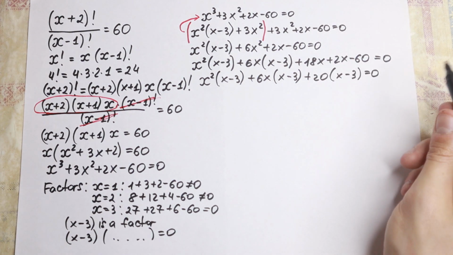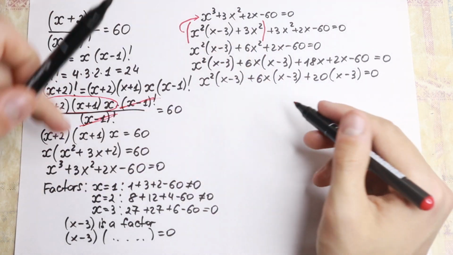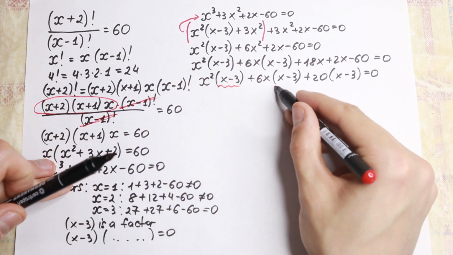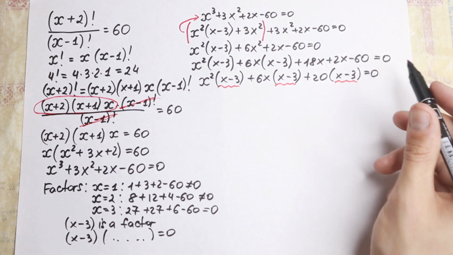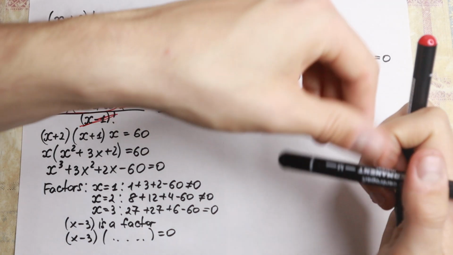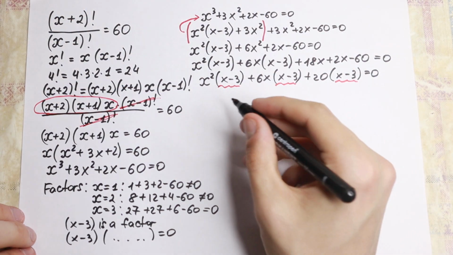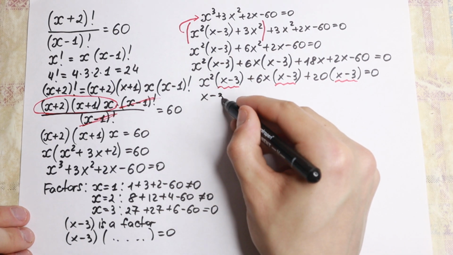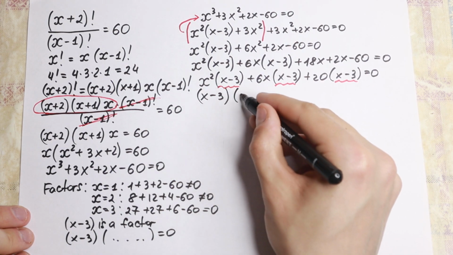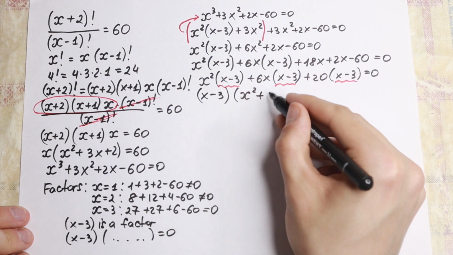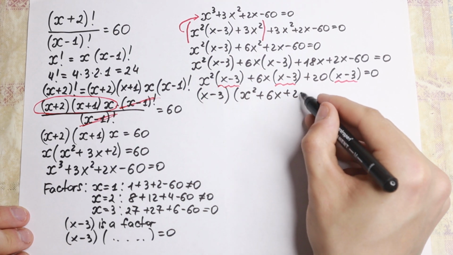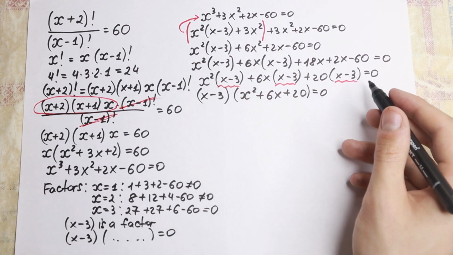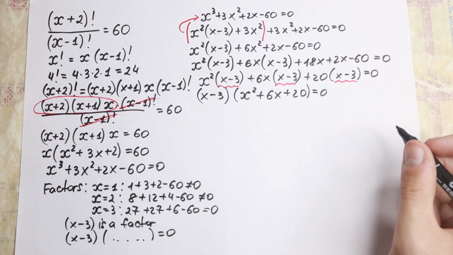So this is the step I want to show you, because right now we have x minus 3, x minus 3, x minus 3. So we can easily factor this x minus 3. So let's do this. We will have x minus 3, and in second parentheses, x squared plus 6x plus 20 equal to 0. So finally we do this job. I hope you understand all of these steps.